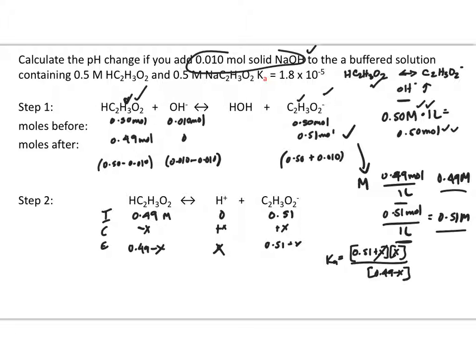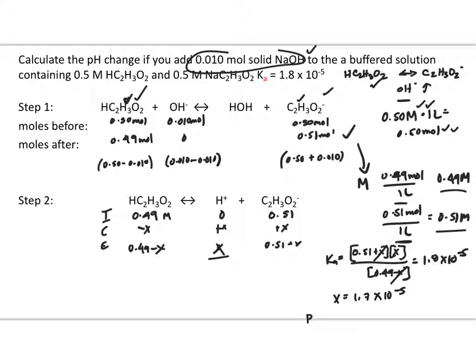We're once again going to make the assumption that x is very small, and this is all going to be equal to 1.8 times 10 to the negative fifth. We're going to do the math and solve for x, and x is going to be equal to 1.7 times 10 to the negative fifth. So that's the concentration of my H+ ion.